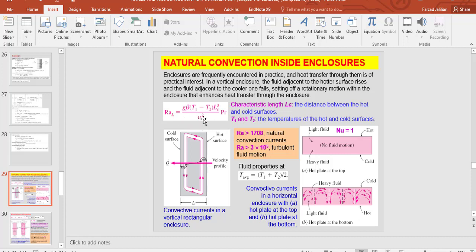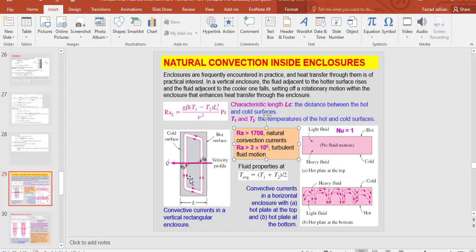So we can calculate the Rayleigh number for an enclosure with these geometries and temperatures on the different surfaces. Then we should calculate this Rayleigh number. If it is higher than 1708, the natural convection is actually laminar. And if it is higher than 1708, we have natural convection currents. So first we should check if we have this current or not.